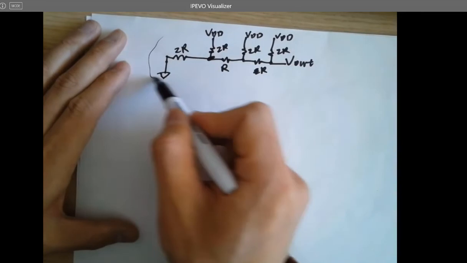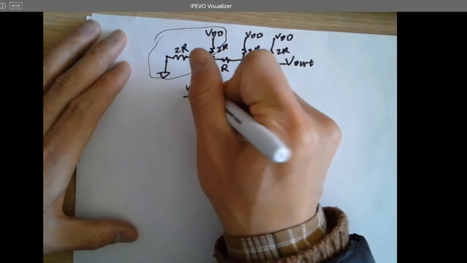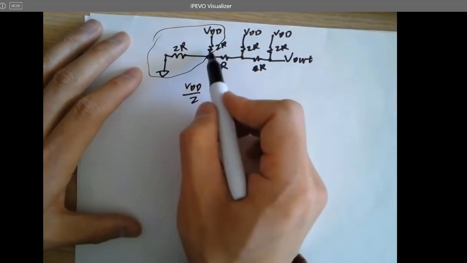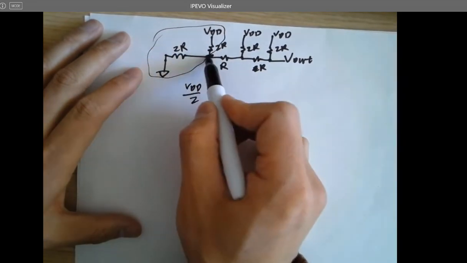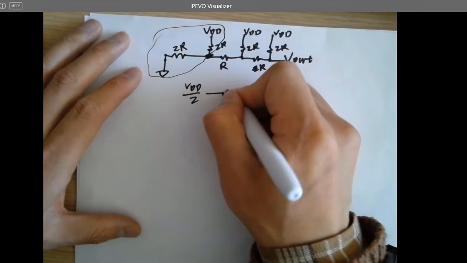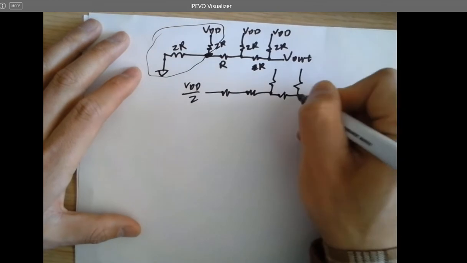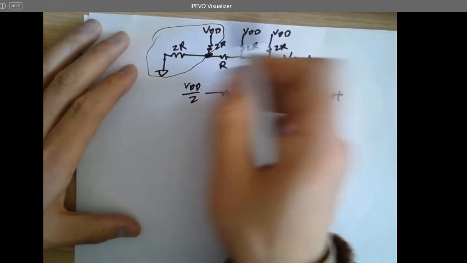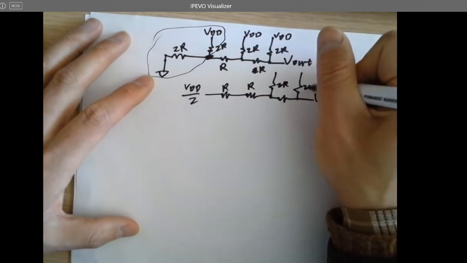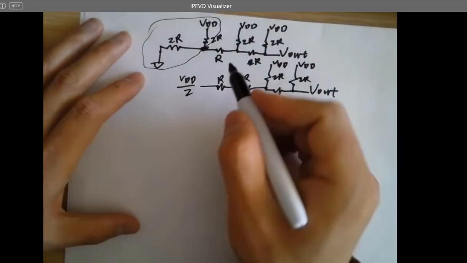So whatever I can convert this part to will be VDD over 2. Because if I remove the load, it's a very simple voltage divider. And the voltage here will be the ETH, which is VDD over 2. So the entire circuit can be converted to this thing, okay? And this is 2R, 2R, R, VDD, VDD. And this is another 2R.